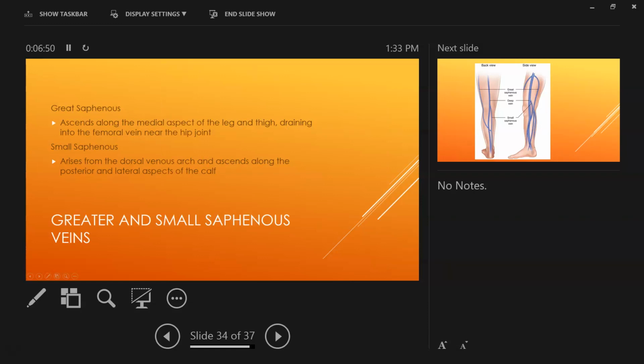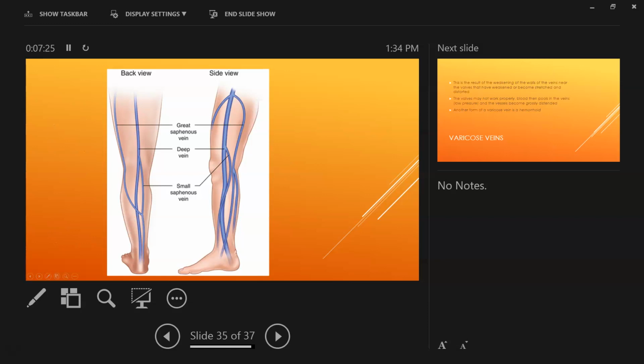The next are the two major veins in the legs. I have a reason for bringing these up, simply because they tend to be the unfortunate site for a lot of varicose veins. And also, depending on the state they're in, they could be used for doing bypass surgery in the heart. So the great saphenous is the largest of the two. It ascends along the medial aspect of the leg and thigh, draining into the femoral vein near the hip joint, whereas the small saphenous arises from the dorsal venous arch and ascends along the posterior and lateral aspects of the calf.